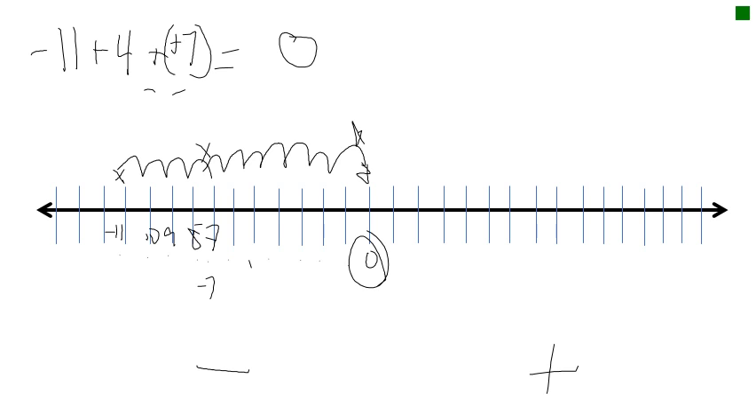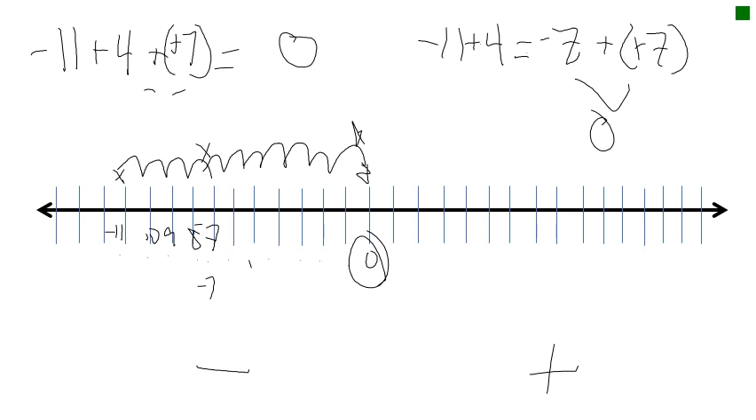To quickly go through that again, negative 11 plus 4 is negative 7, minus a negative 7. Remember our double negative, we're adding, alright? We're adding a positive 7 so that together equals 0.